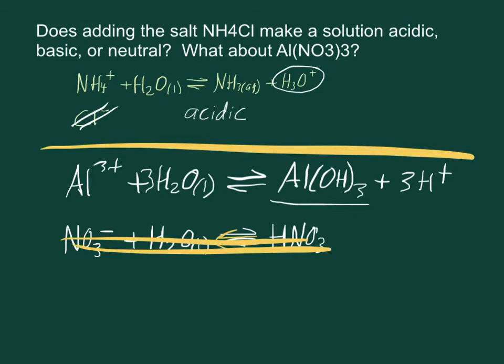Given that case, we do not need to worry about the fact that we're making a strong base, and therefore this will happen. It may not happen at a very high level, but it will happen somewhat. And given that it will happen somewhat, we'll make some H+, and therefore the pH of this solution will be below 7, and once again we'll have an acidic solution.